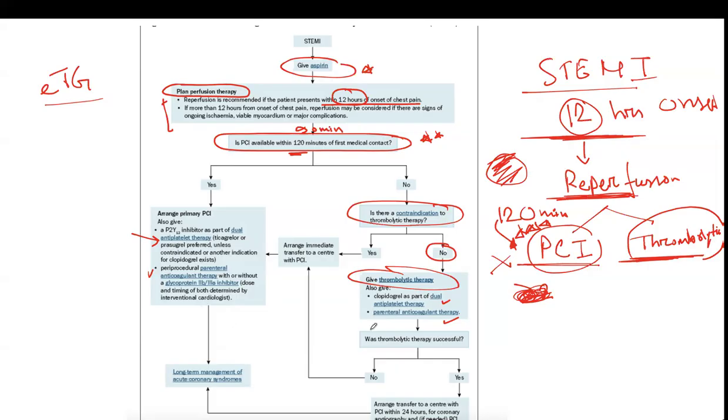Okay. Now let's say you did thrombolytic therapy. Was it successful? Yes. If it is successful, the patient might still need a PCI. So you will arrange transfer to a center where PCI is available within 24 hours, because that patient will still need an angiogram. If it was not successful, then the patient needs to be immediately transferred to a center where PCI is available. So thrombolytic is just to settle the patient, but eventually this patient will need a PCI.